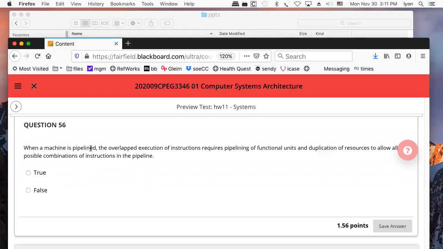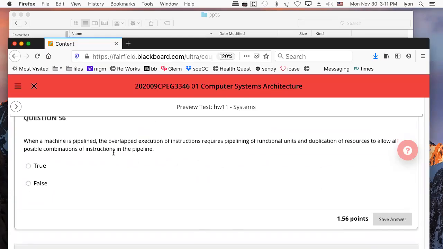So we've talked about pipelining enough. When a machine is pipelined, the overlapped execution of instructions requires the pipeline of functional units and duplication of resources to allow all possible combinations of instructions in the pipeline. What happens if the instruction can't be executed in the pipeline? You get a pipeline miss, right? And so then you have to refill the pipeline, and that's going to cost you your entire implicit parallelism.